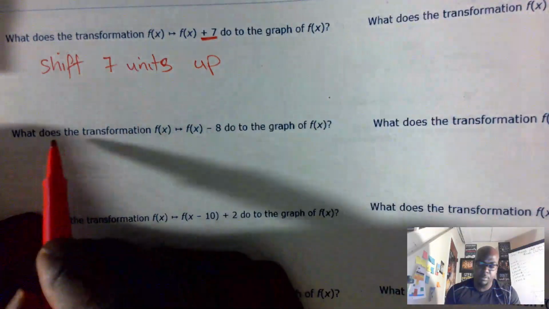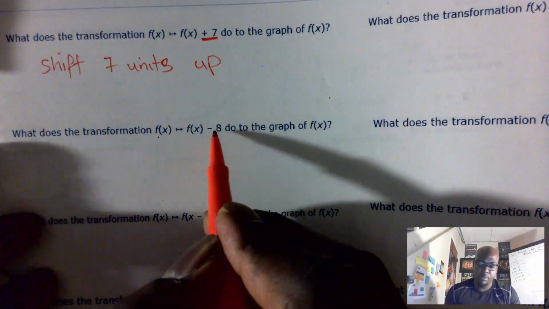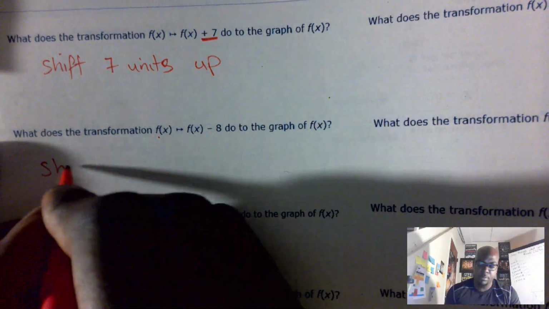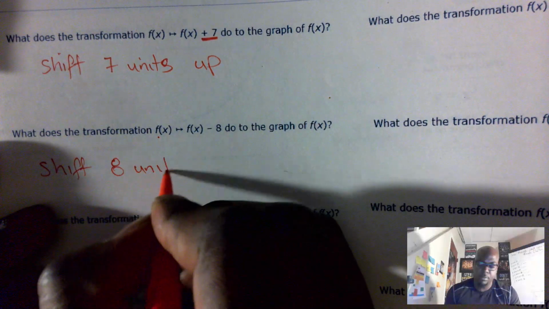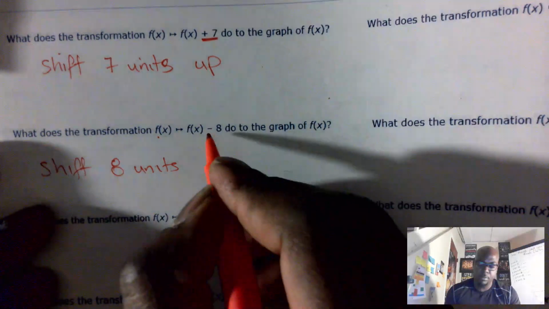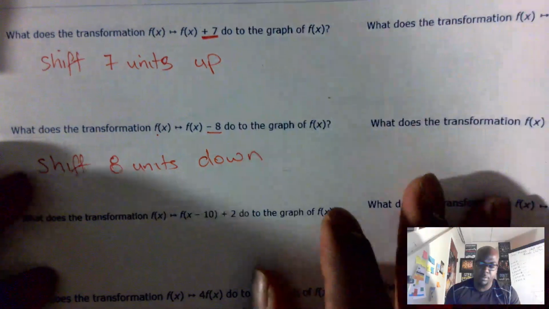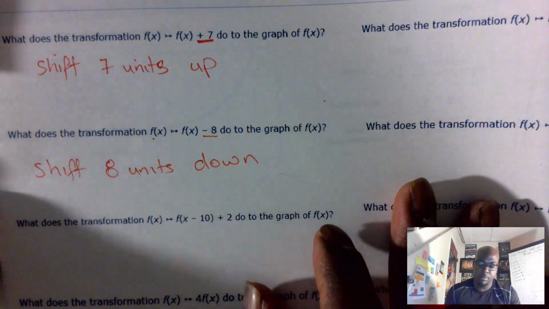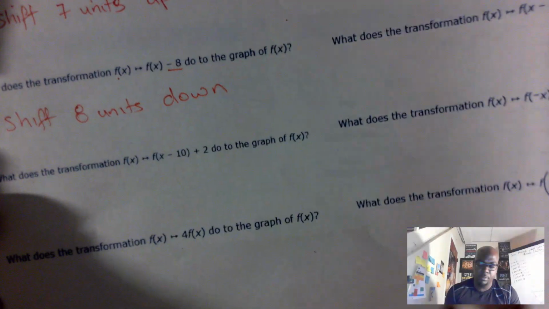Now let's look at the second one. What transformation is happening here? It goes from f of x to f of x minus 8. So we know this is a shift of 8 units. It's negative, so it's going to shift down. Good job. We're doing good.